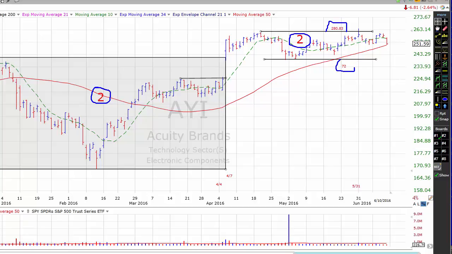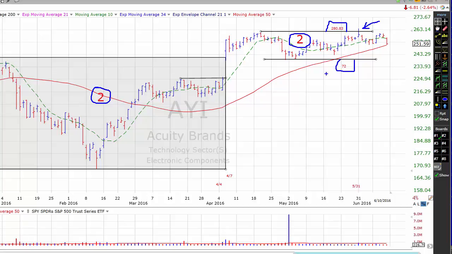Acuity gets a 72% checklist rating. We tried to break out of this trading range last week, or maybe the week before, and failed. But I still like this space. I still would consider this space to be valid.